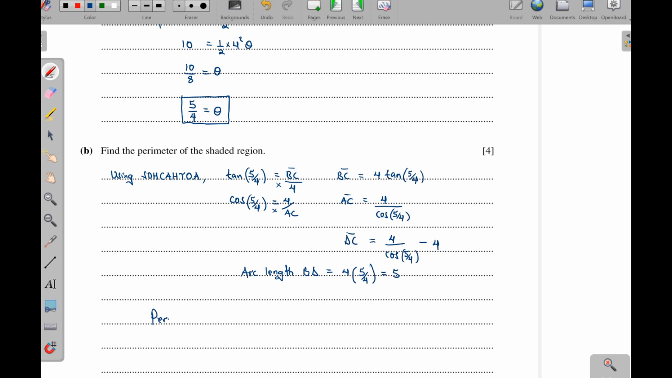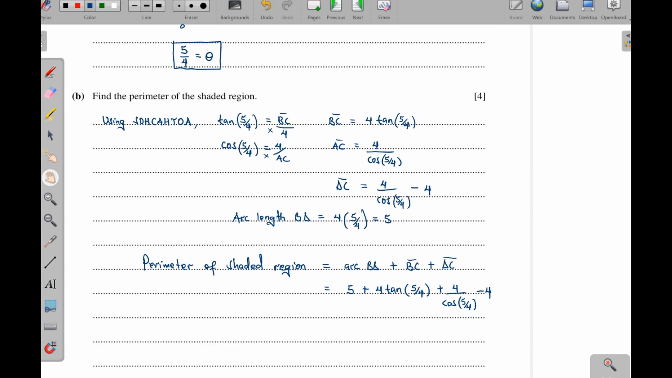So meaning now the perimeter of shaded region is equal to, we said arc length BD, then plus BC, then there is also DC. So what do we have here? This one is 5, then plus BC is 4 tan of 5/4, and then the DC is going to be 4 out of cosine of 5/4, then minus the 4.